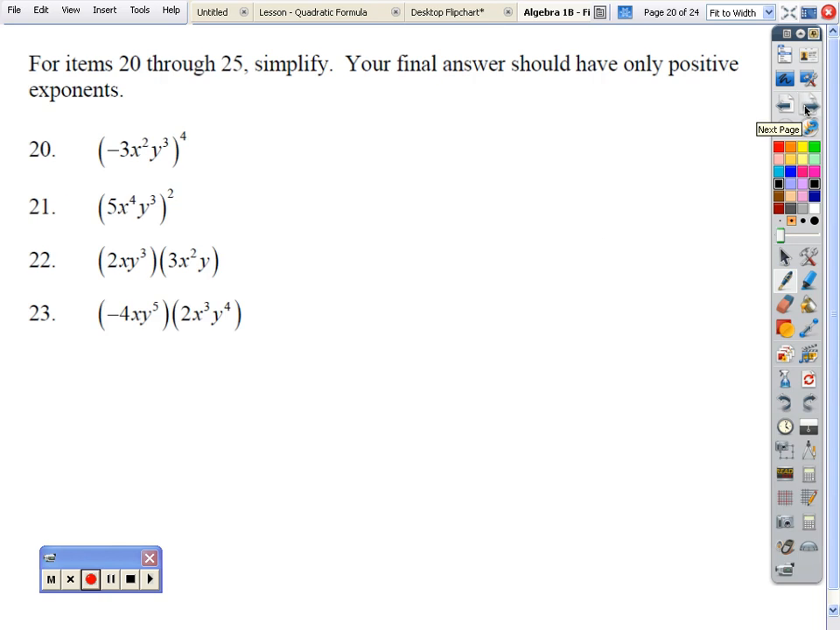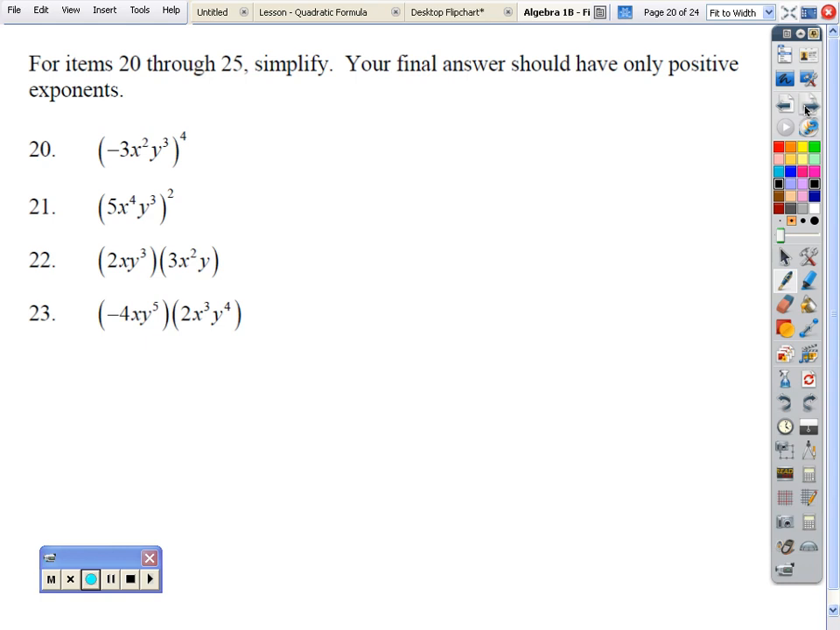Okay, 20 through 23 are asking you to solve the problems using the laws of exponents. So 20 and 21 differ from 22 and 23, because 20 and 21 have an exponent outside the parentheses. So when you have an exponent outside the parentheses, that's when you would actually multiply the exponents.